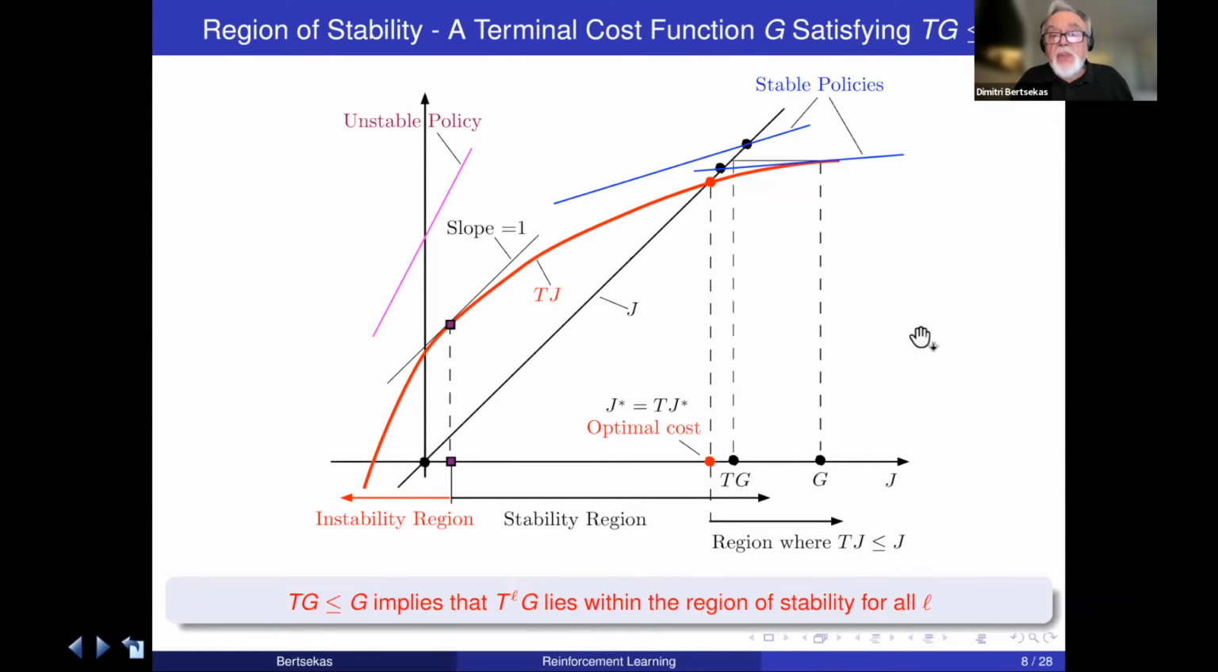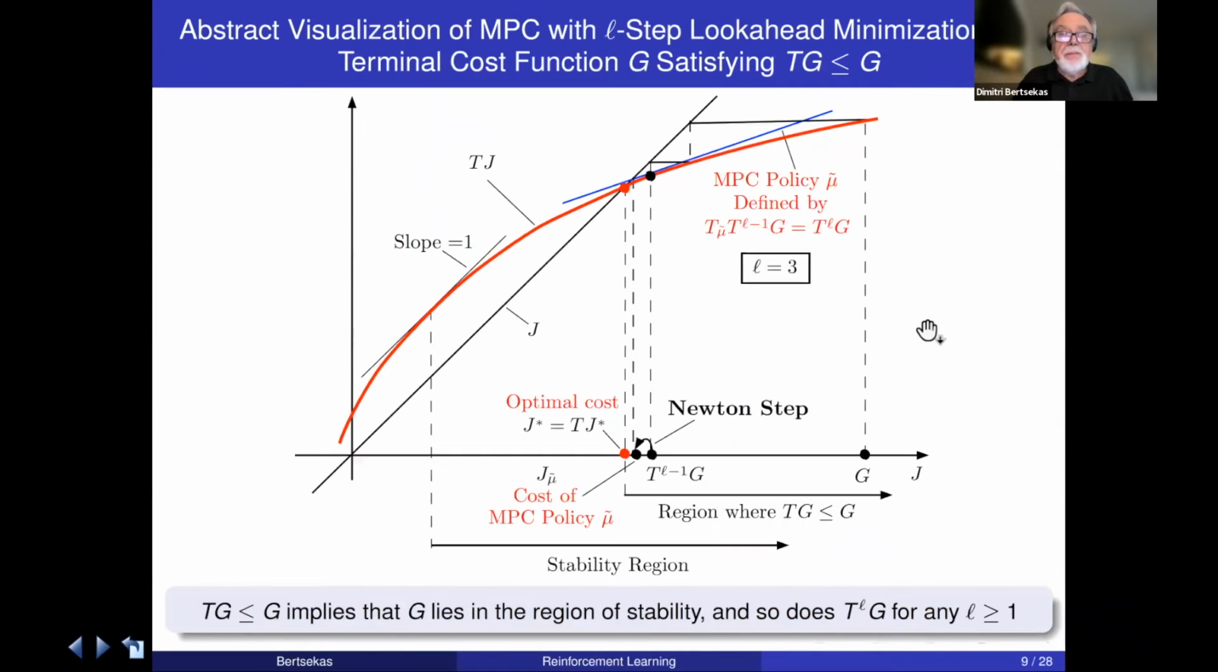Okay, so let's work on this figure in a little bit more detail and how it relates to stability. Now we're going to look here at an abstract visualization of MPC with L-step look-ahead minimization and a terminal cost function G satisfying this condition. Okay, this picture is a little complicated. Perhaps you'll get out of it without understanding all the fine details.